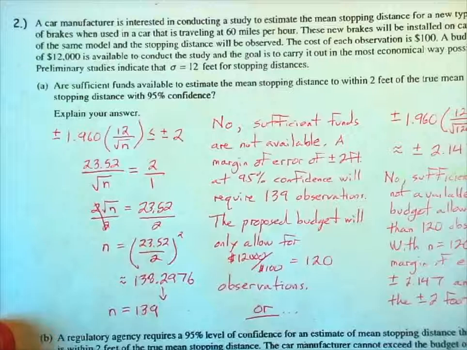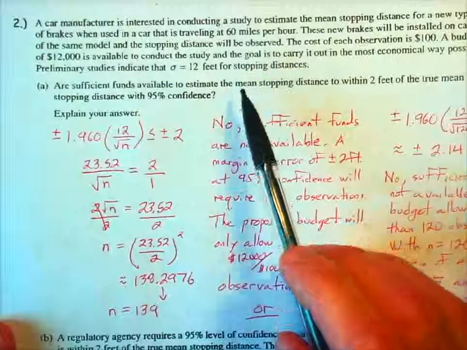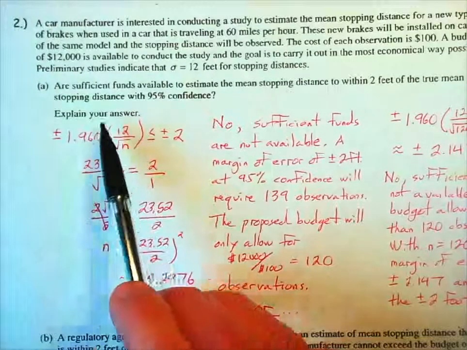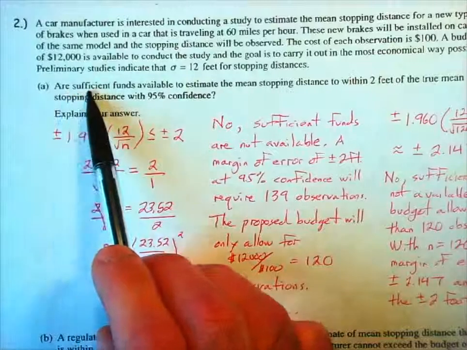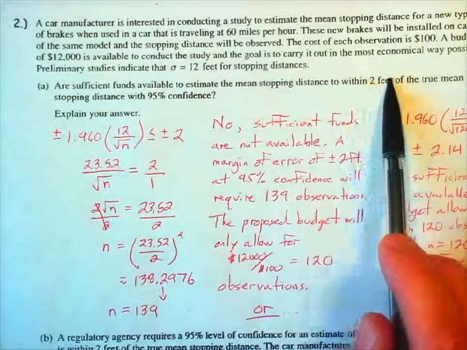Hi there. Let's finish up with the second of the AP review questions regarding confidence intervals. So on this question, read the setup, read both parts A and B. Most of the work is in part A. There's just a little bit of interpretation then in part B. So ultimately, this is a yes or no question. Are sufficient funds available to estimate the mean stopping distance to within 2 feet?